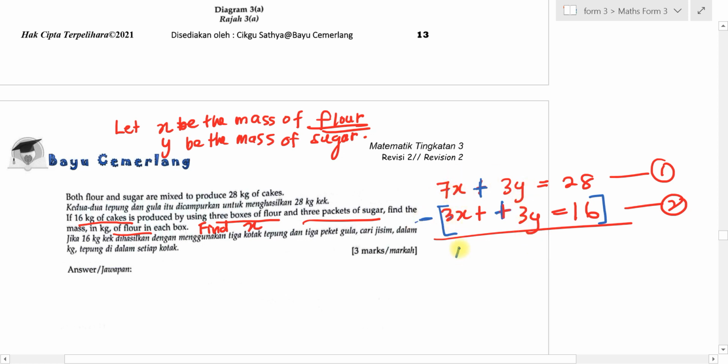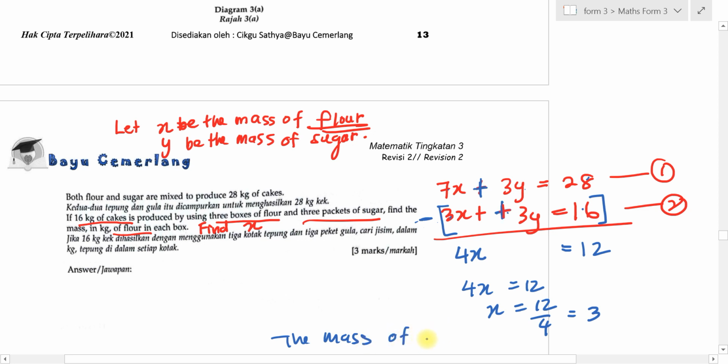Okay, 7 minus 3, we got 4x. 3y minus plus is minus, so gone. 28 minus 16, you get 12. So 4x equals to 12, and x equals to 12 divide 4, which is equal to 3. So the mass of flour is 3 kg each.